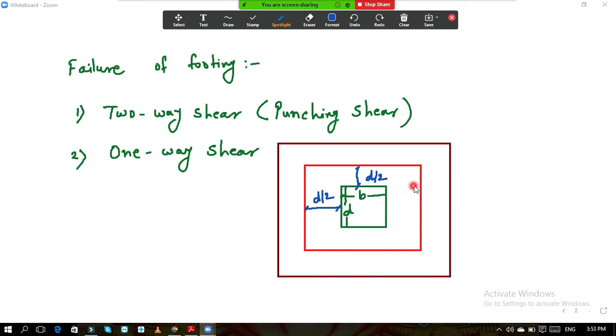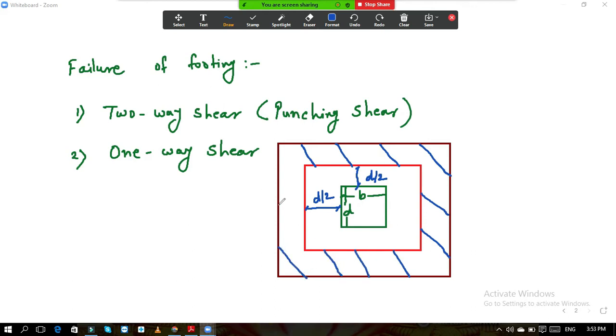Okay, this whole area which I have drawn in red will try to punch through the footing. And if this area punches, then what area will remain? Only this area will remain. This is the remaining area. If the footing fails due to punching action, then only this area will remain.